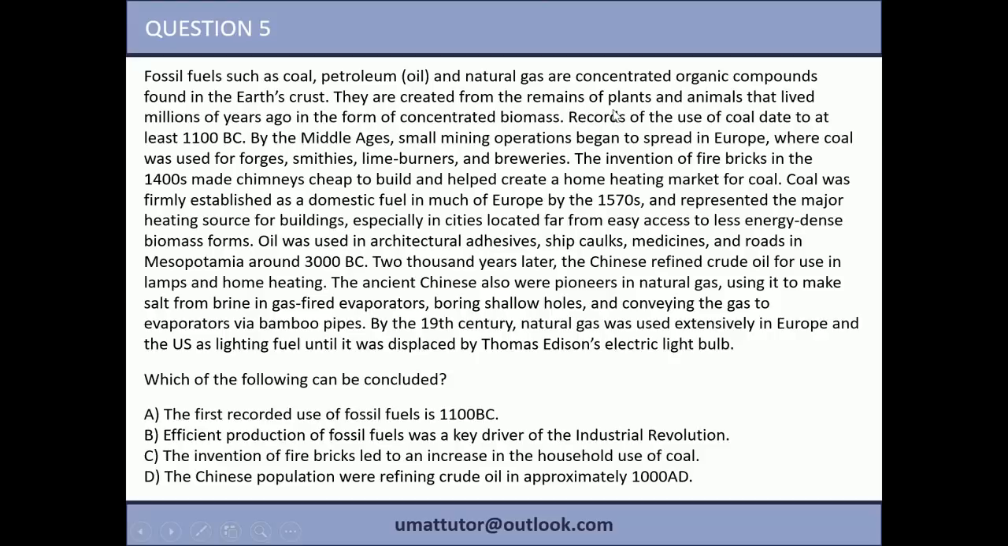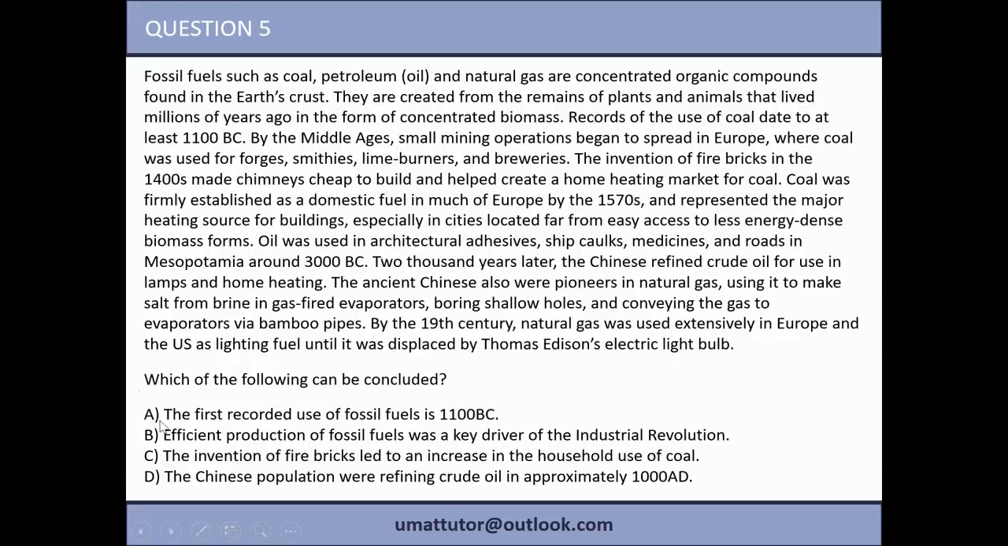Now you can see here there's a statement saying that records of the use of coal date to at least 1100 BC. So that's pretty consistent. The only issue here is that it's talking about coal, whereas in the answer it's talking about fossil fuels as a whole. And as you can see from the first sentence, fossil fuels include coal, oil, and natural gas. So even if coal was around 1100 BC, there may have been recorded use of oil or natural gas prior to that. We can't discount that just from the information given to us in the passage. So for that reason, it's probably not the best answer. But as always, go through all four and just try and pick out the best of the four.